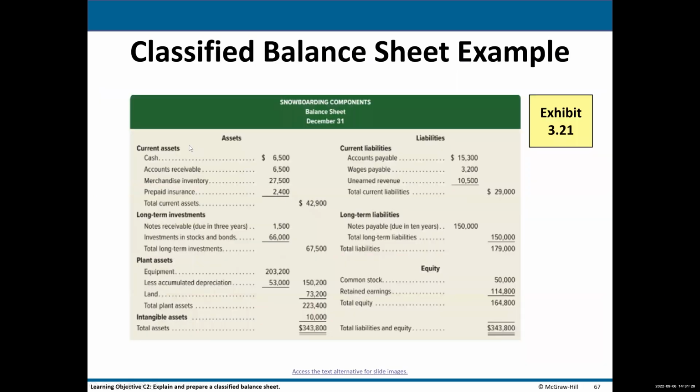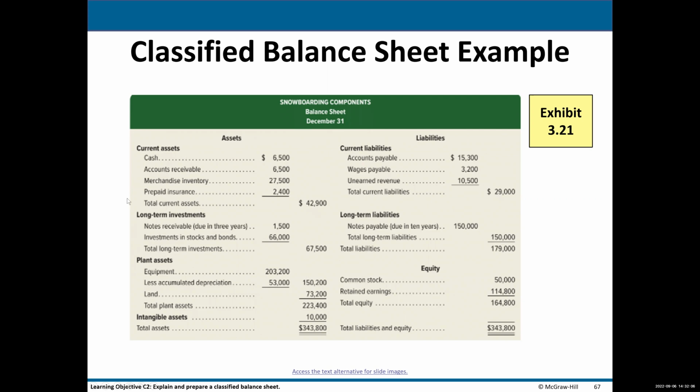So here are our current assets. We start out with cash because we're talking about assets that are going to be used up or converted to cash within 1 year. Well, cash is cash, so it's listed first. And then we go to accounts receivable. Why? Well, accounts receivable, usually we collect that in 30 days. And then it goes all the way down to prepaid insurance. Now, those are our current assets.